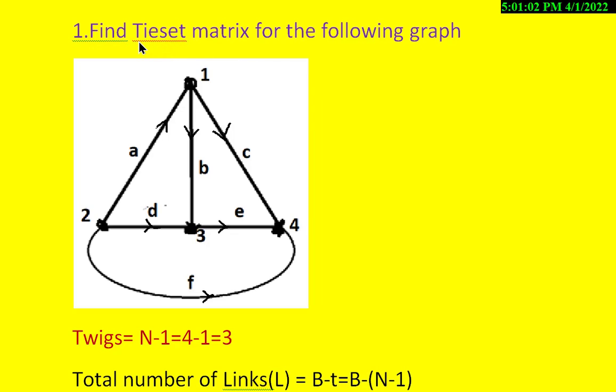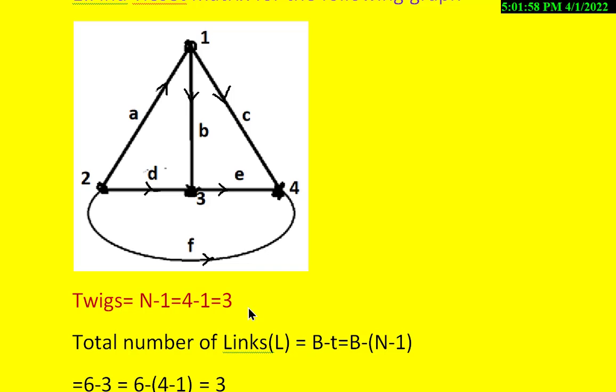So for getting the Tieset matrix, we should know what the twigs are. Twigs means the thick lines of the tree for a given graph. For getting that, we take the number of nodes and subtract 1. So here the number of nodes is 4, so that is capital N minus 1, that is 4 minus 1, that is nothing but 3.